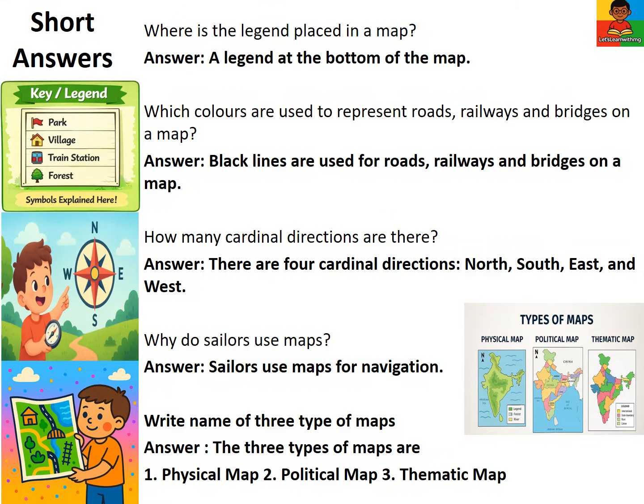More short answers. Where is the legend placed in a map? A legend is at the bottom of the map. Which colors are used to represent roads, railways, and bridges? Black lines are used for roads, railways, and bridges. How many cardinal directions are there? There are 4 cardinal directions, north, south, east, and west. Why do sailors use maps? Sailors use maps for navigation. Name 3 types of maps. The 3 types are physical map, political map, and thematic map.